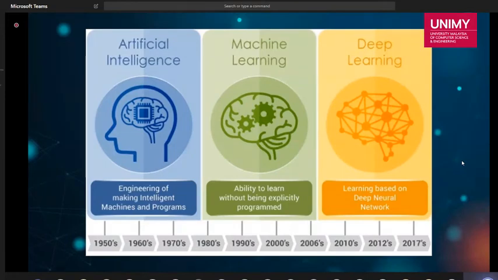Artificial intelligence is engineering or making intelligent machines and programs, and more slowly, the ability to learn without being explicitly programmed. I mean, it's all coded by the program itself, the computer, right? Machine learning. And now we move on to what everyone talks about, deep learning.